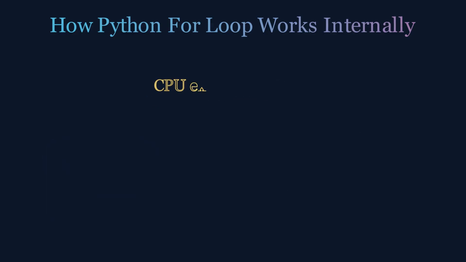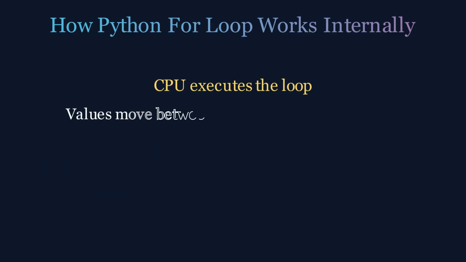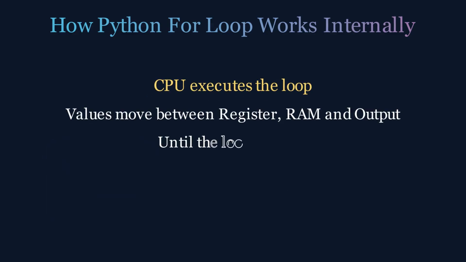So the CPU executes the loop, moves values between registers and memory, and sends the result to the output until the loop finishes.